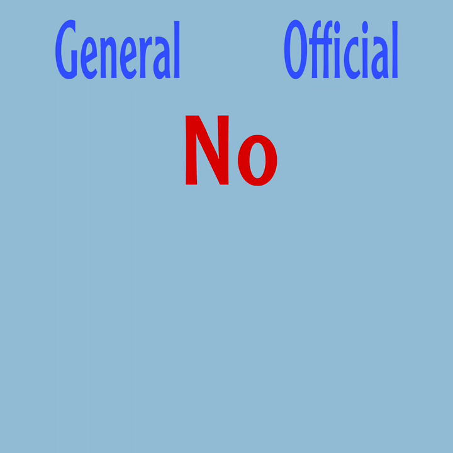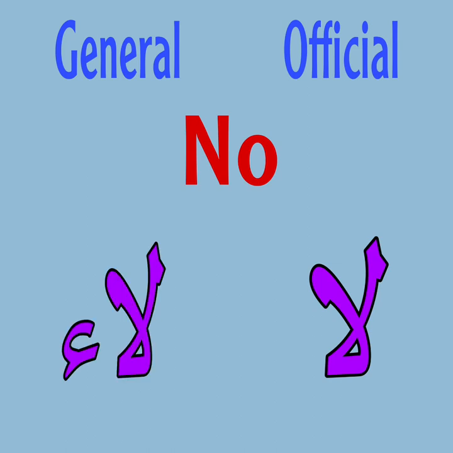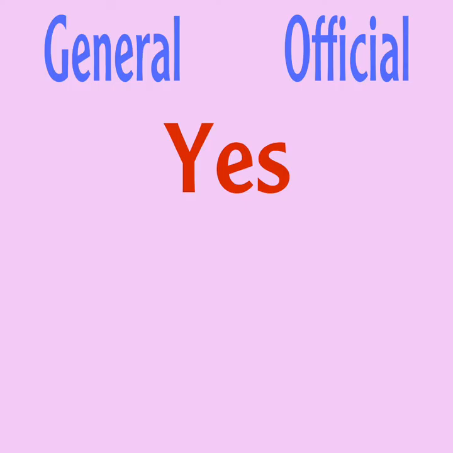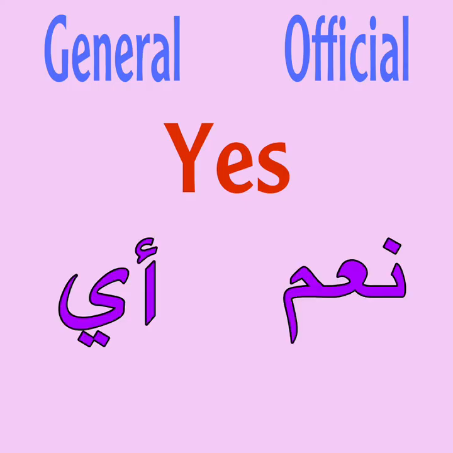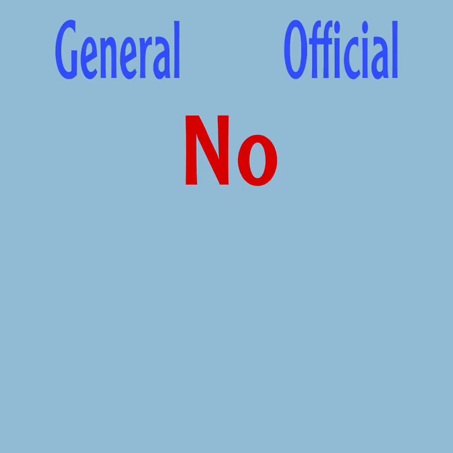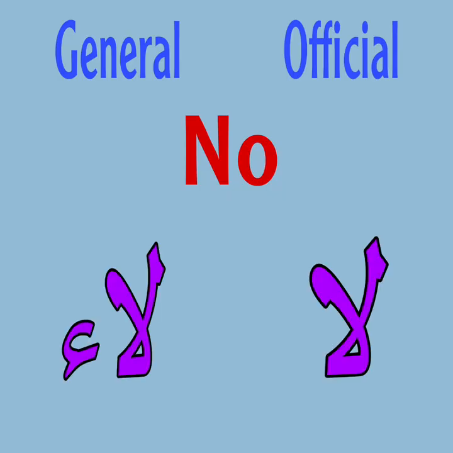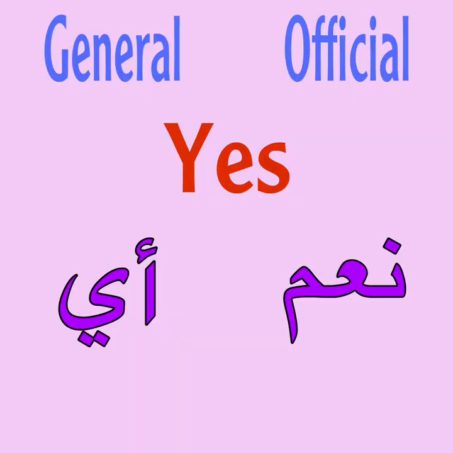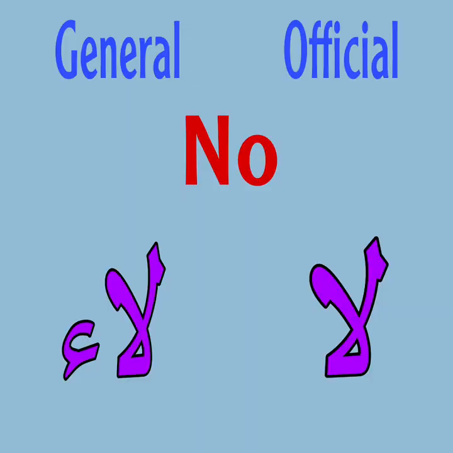Next word. How do we say no? La, or la. So again, let's repeat what we said. Yes. Na'am. Eh. No. La. Repeat with me. نعم، إيه، لا، لا.